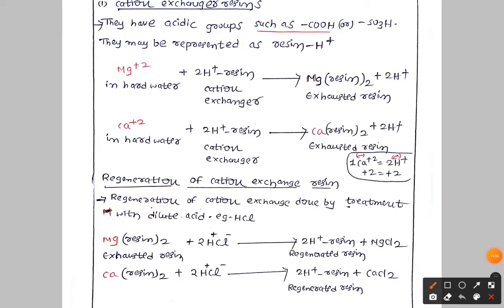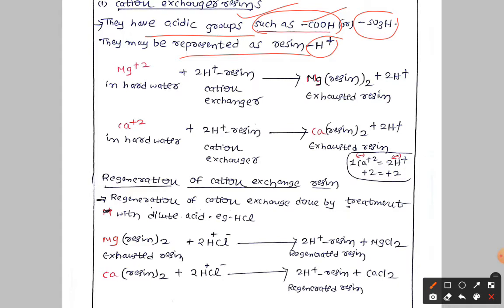Now let us see how the reactions happen in the cation exchange bed. A cation exchange resin has an acidic group such as COOH. For convenience, we simply write it as resin H plus. We are not going to write the big structure.